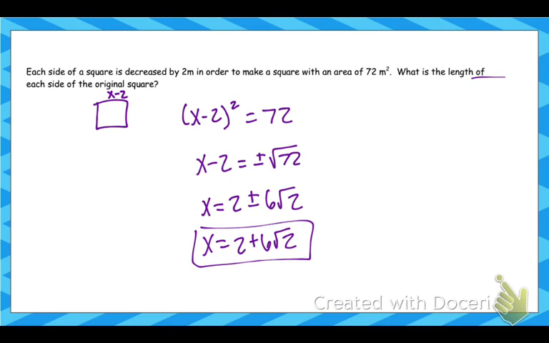All right, so that is it today for solving quadratics. We're going to look at the last method next class, which is solving by completing the square.